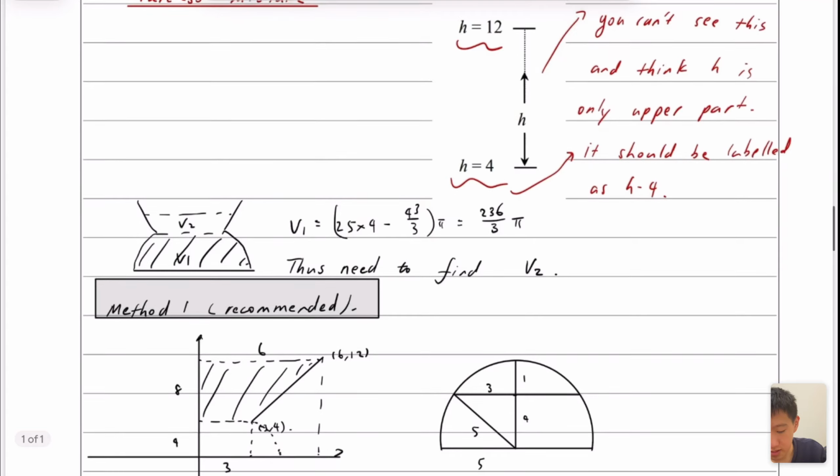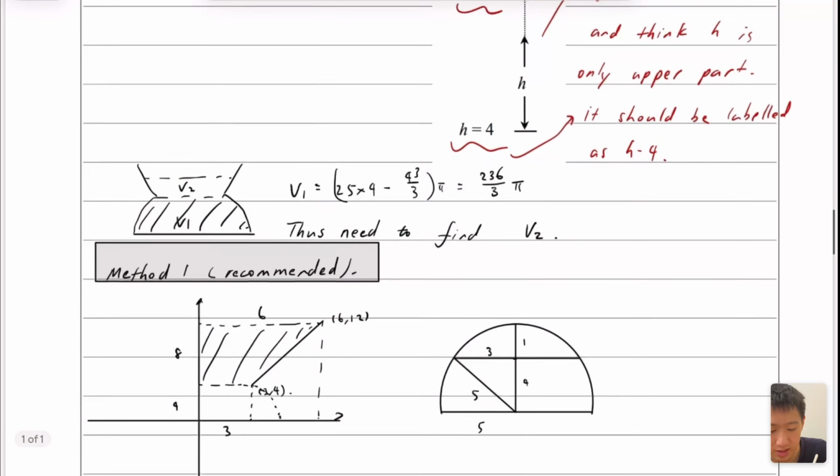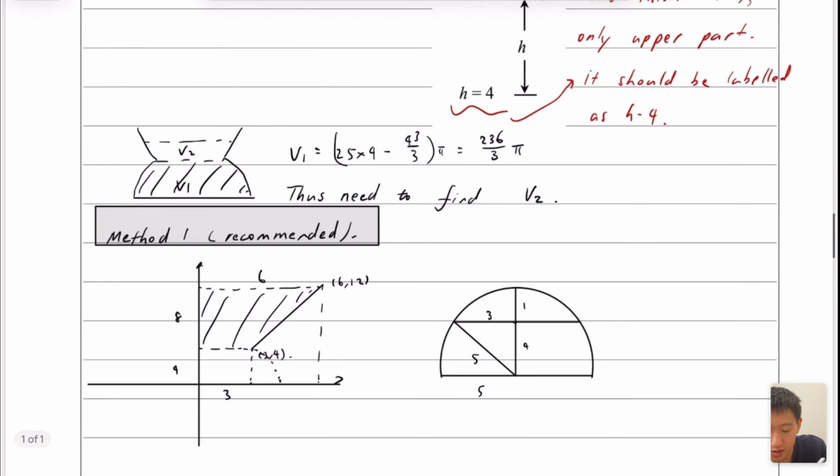Okay, so let's look at method 1. This is what I said about being prone to careless mistakes. Actually, I think this one is the paper maker's question. They didn't specify it. And V1, the bottom one, we can already calculate. We just need to find V2.